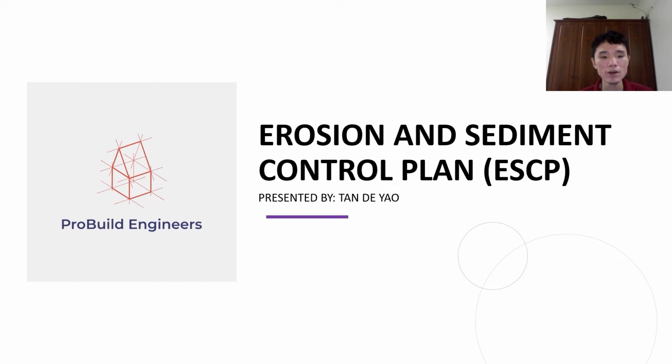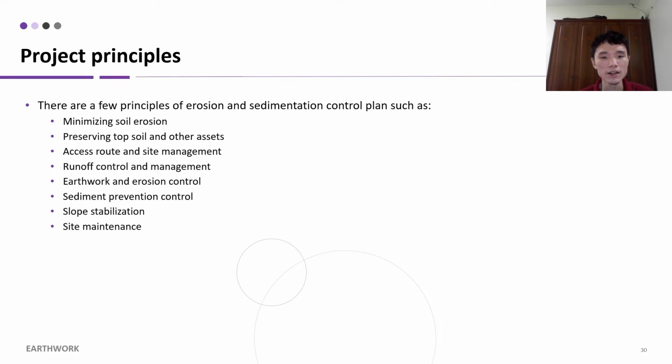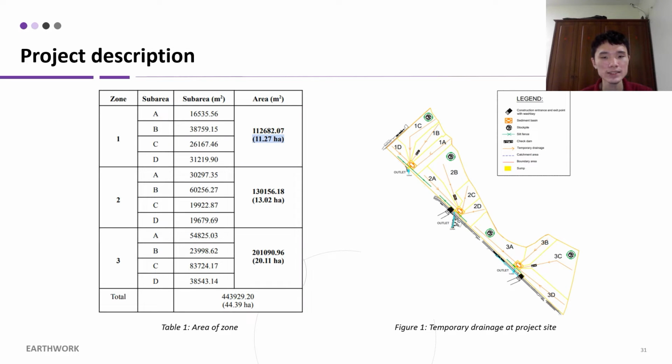Next, I will present the topic of erosion and sediment control plan. Here are a few principles of erosion and sedimentation control plan. The project site is located in Ulu Tiram, Johor. The total area of the project site is 44.39 hectares. Hence, we decide to divide the area into 3 zones, which each zone will be divided again into 4 sub-areas.